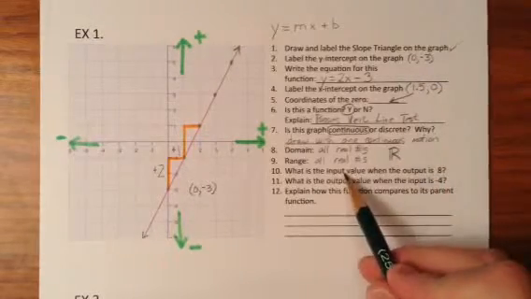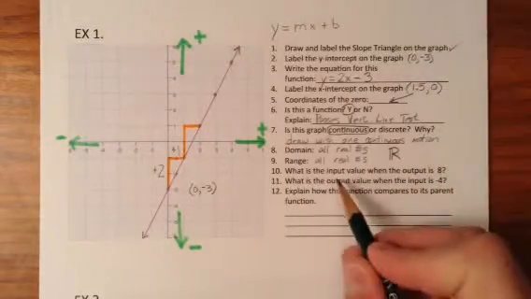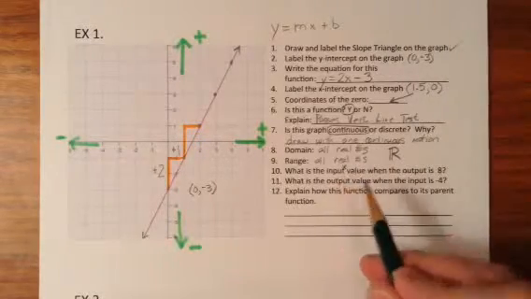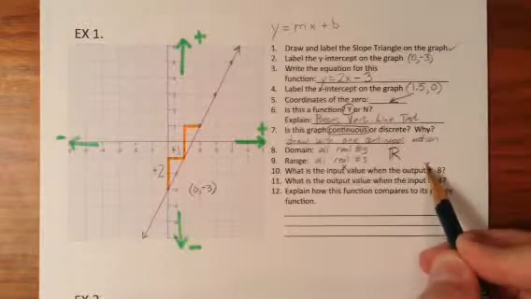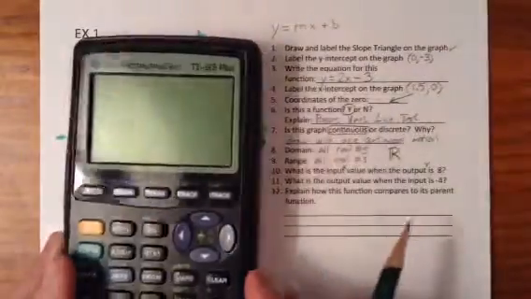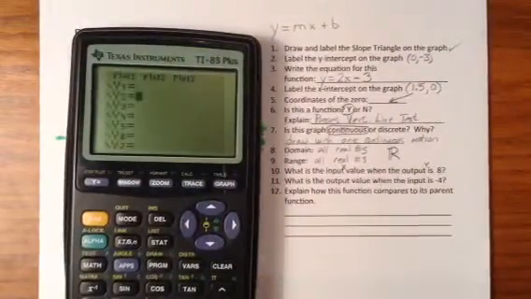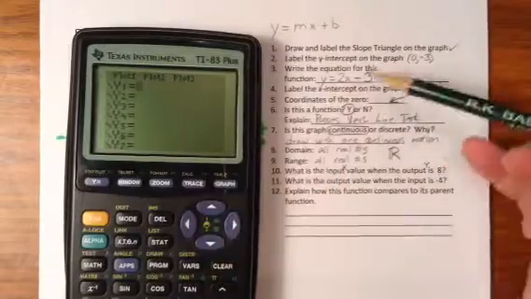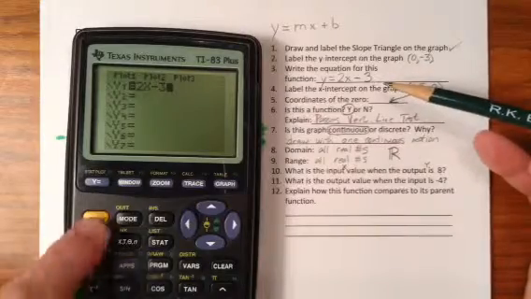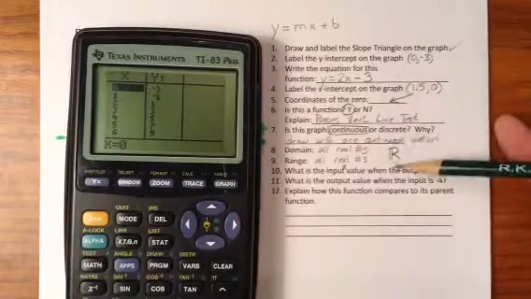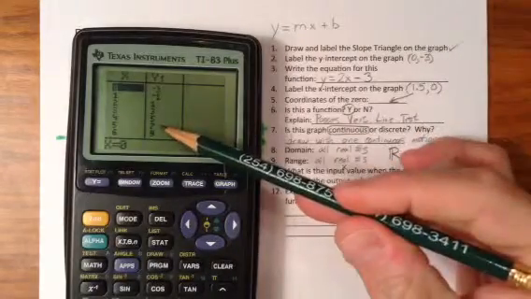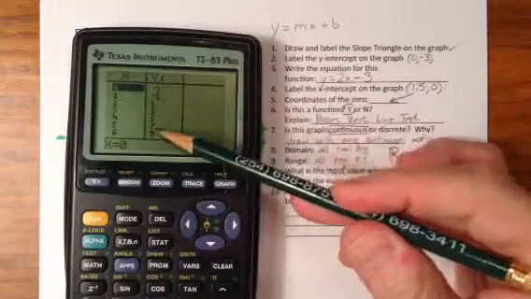All right, what is the input value when the output is 8? Input value is the x. So it's asking, whenever you have an output, which is a y, whenever the y is 8, what is the input? Here's where your calculator comes in really nice. So as we come over here and type in our equation, we have 2x minus 3. And let's go to our table and let's see. If I have an output of 8, you notice it doesn't appear on my screen. I have no output of 8.